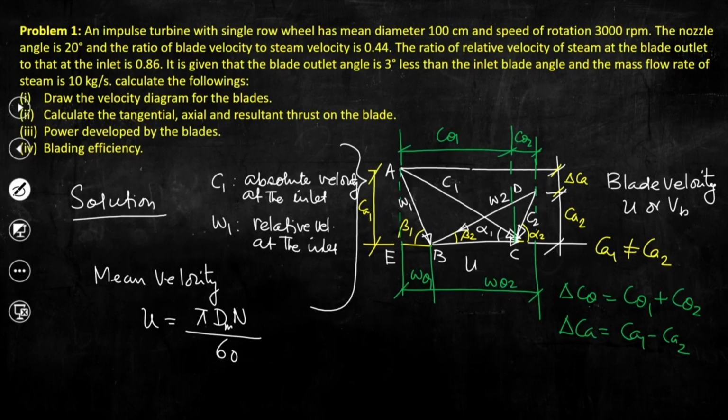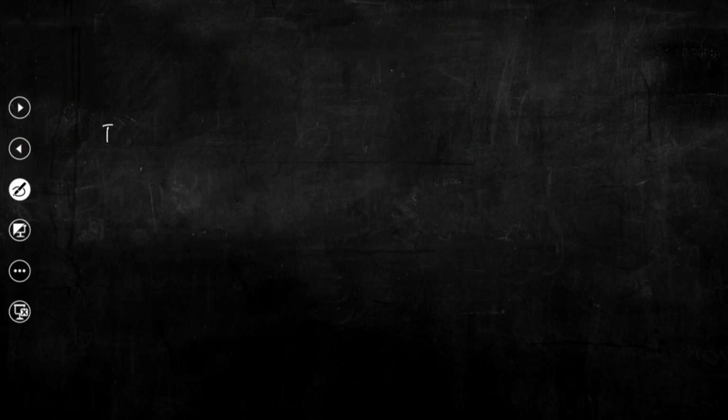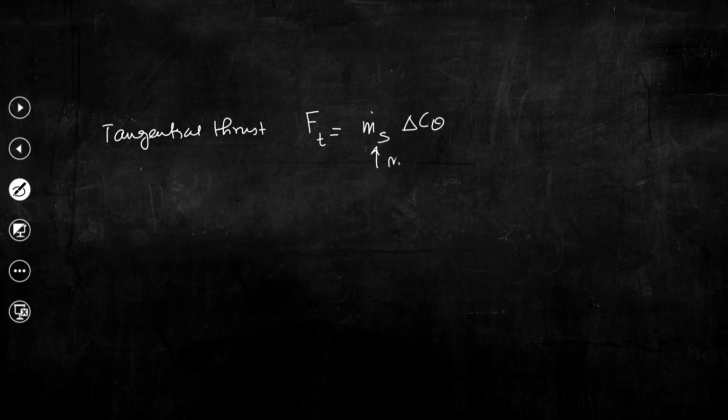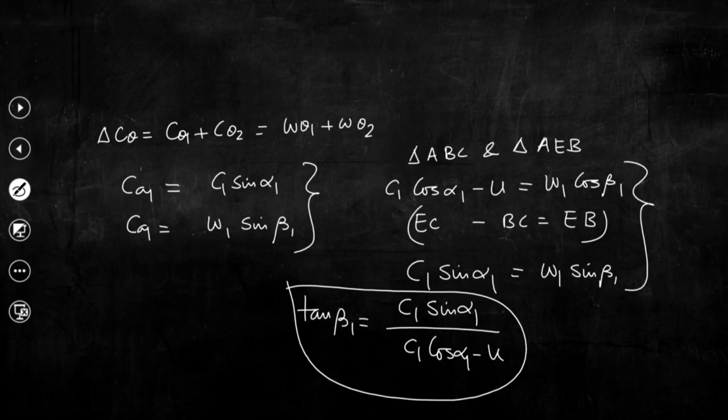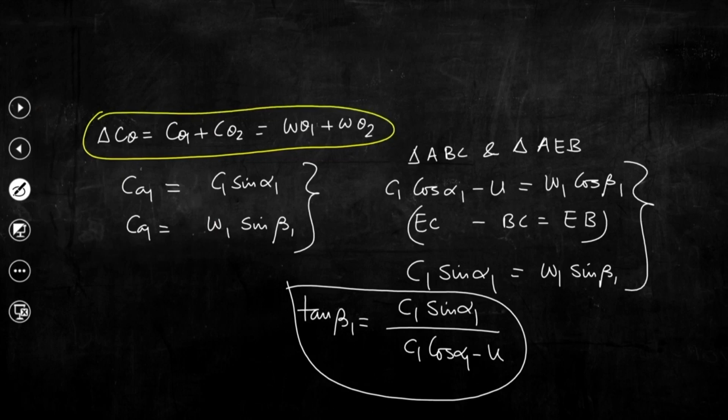Second thing, calculate the tangential, axial and resultant thrust. So, as I said, if you would like to calculate tangential thrust, I am using F T, that is equal to m dot S into delta C theta. So, this is the mass flow rate of steam, and delta C theta, if we go back to the previous slide, I have already written. So, this is the expression of the delta C theta, to be precise, W theta 1 plus W theta 2.